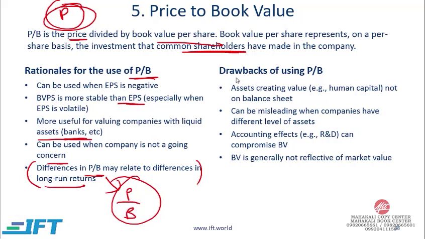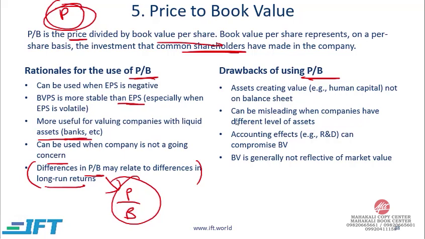What are the drawbacks of using this method? Assets creating value, for example human capital, are not on the balance sheet. So in our world, where the importance of human capital is increasing, if you talk about IT related companies or consulting companies, clearly book value is not a good indication of the overall value of those firms. So it does not make sense to use price to book value to value a company like McKinsey, for example.